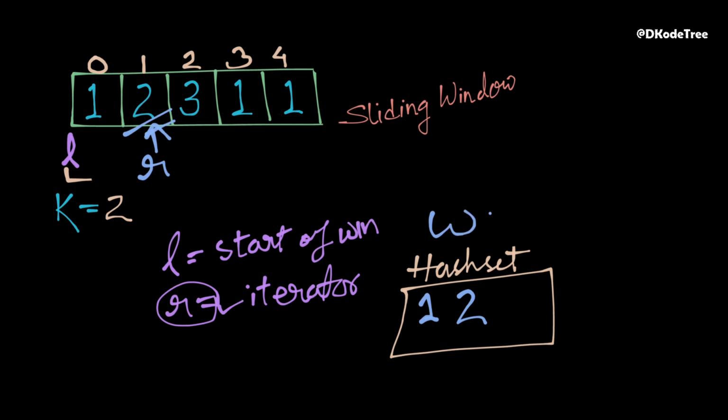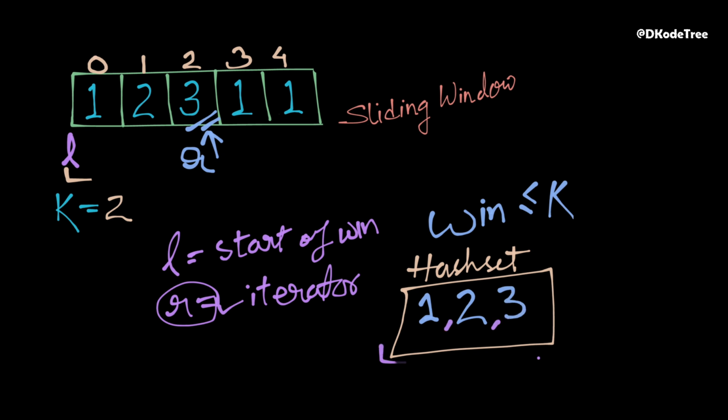Till this point, the size of our window is less than or equal to k, so we can keep going. Now our right pointer is at index 2, which is pointing to the element 3, and 3 is also not in our set currently, so we add 3 to our hash set. But at this position, the size of our hash set becomes 3, which is not less than or equal to the value of k. So we need to slide our window.